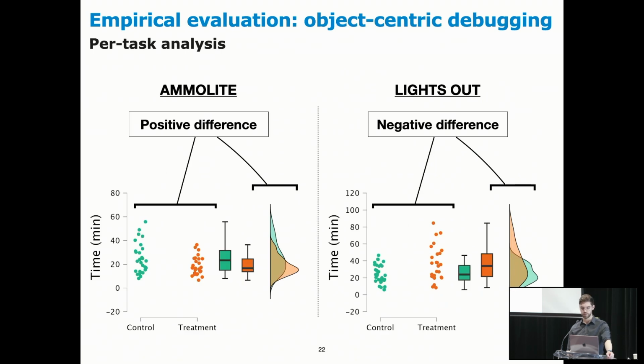And we see again those differences. It seems that object-centric debugging helps with lights, but not lights out. Again, the treatment's values are higher for lights out than the control values, and it's the opposite way for lights.